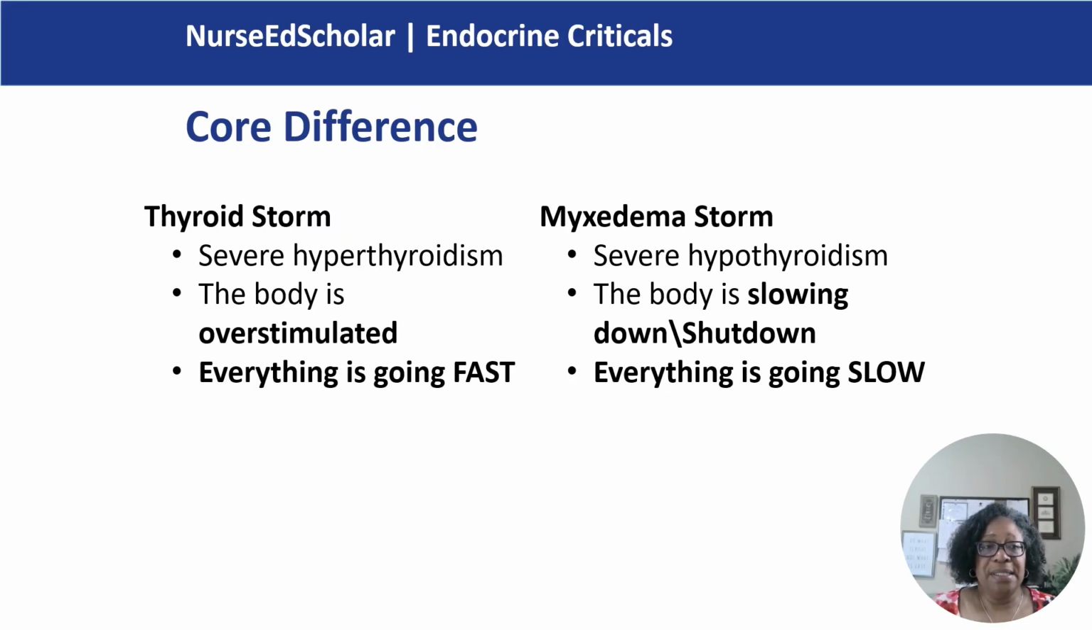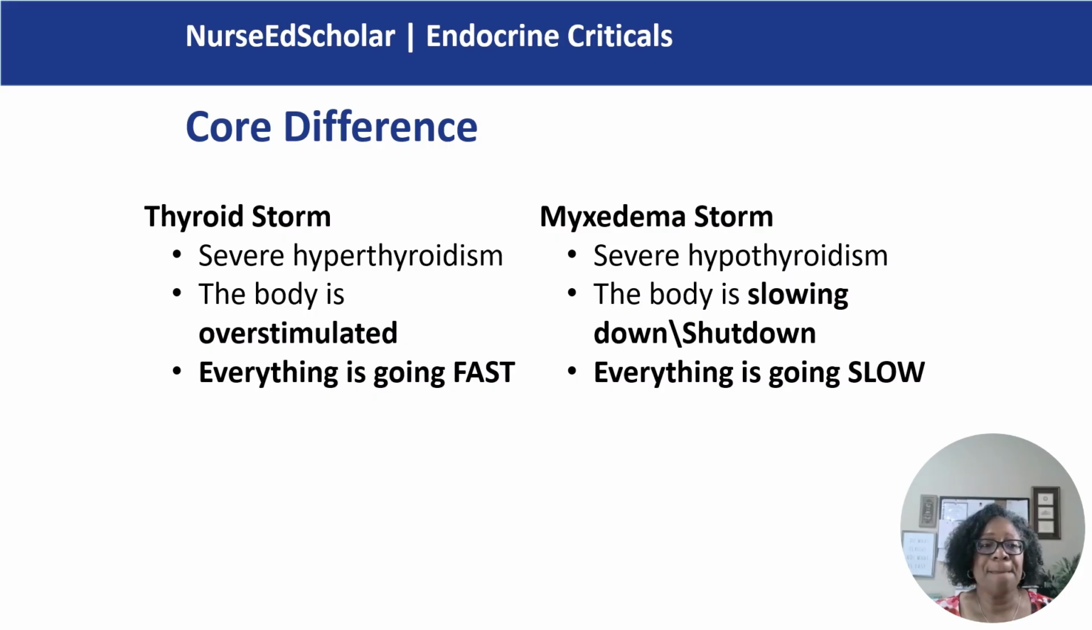So let's look at the differences. Thyroid storm, severe hyperthyroidism. The body is overstimulated. Think of storm, like I said, it's just too much. So the body is overstimulated. Everything is going fast. On the other hand, myxedema coma, everything is slowing down. There's severe hypothyroidism. Everything is going slow.